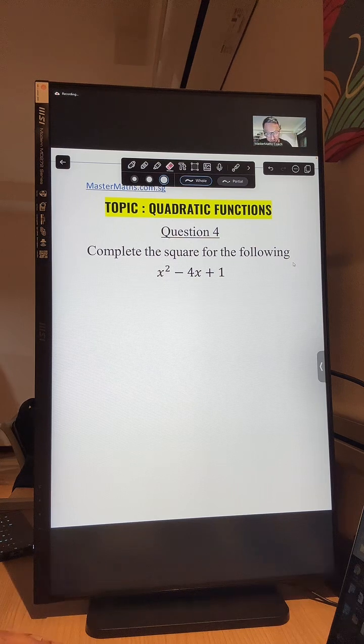How do we go on to do this question? Okay, question number 4. Complete the square for the following: x squared minus 4x plus 1.